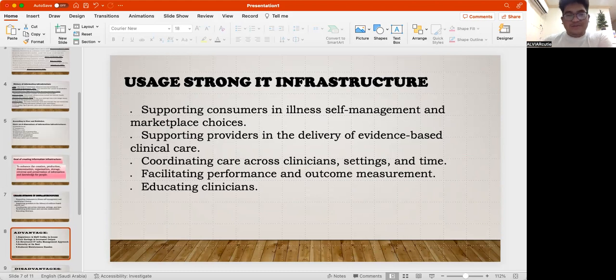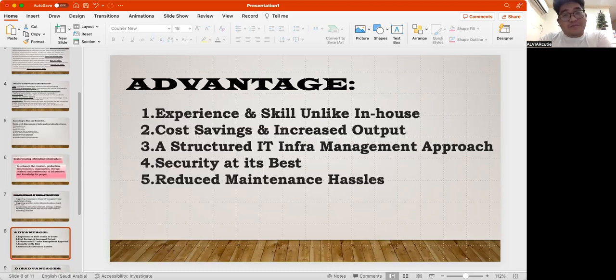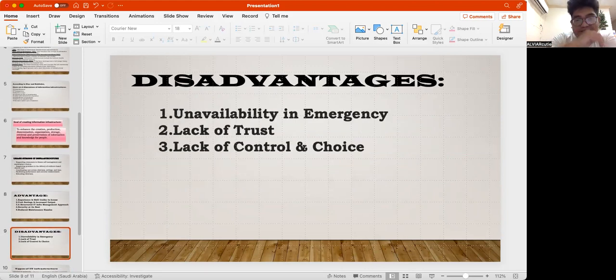Nagagamit natin ngayon. So, what are the advantages of information infrastructure? Number 1, we have experience and skill unlike in-house, cost savings, and increased output. Structured IT infra management approach, security at its best, reduce maintenance hassle. So, pag may advantage, meron din tayong disadvantages.